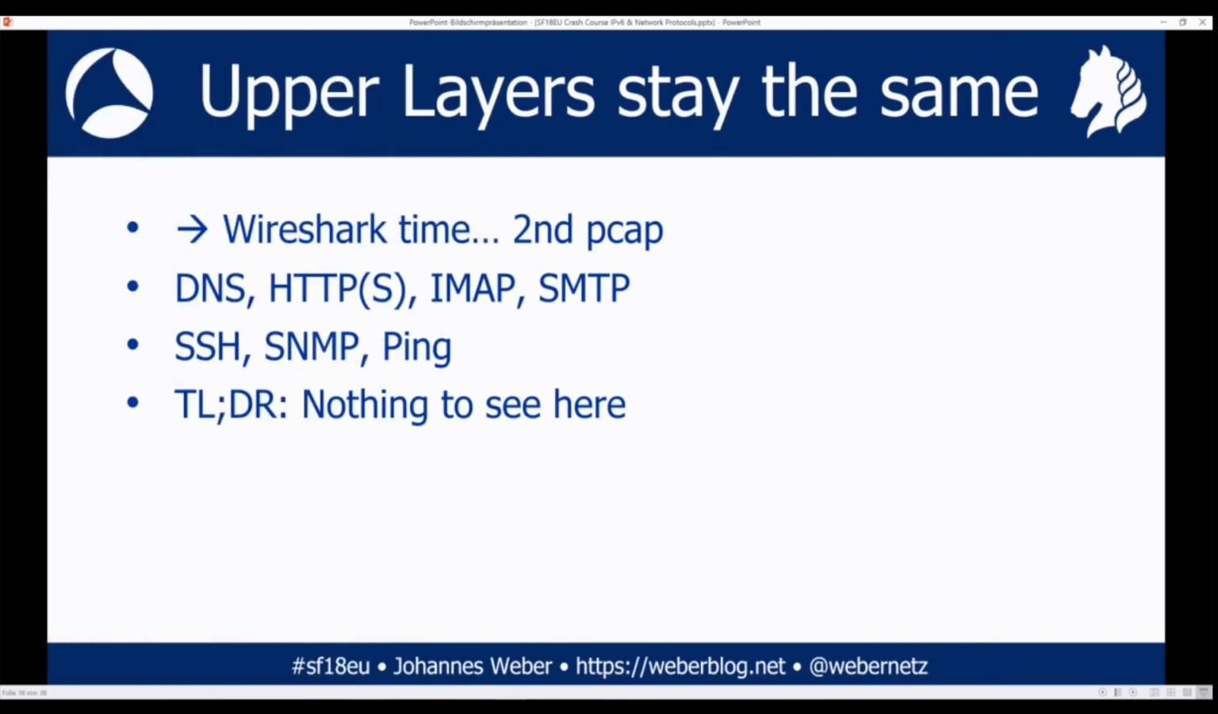So just for one or two minutes, please open the second PCAP. The second PCAP, too long didn't read, is nothing to see here. Why? In the second PCAP, I made this capture with, I think, eight different upper layer protocols. This is DNS, HTTP, HTTPS, IMAP, SNMP, and then three more protocols that are used by a network security guy who's managing the networks, namely SSH, SNMP, and ping. And the complete trace sits above IPv6.